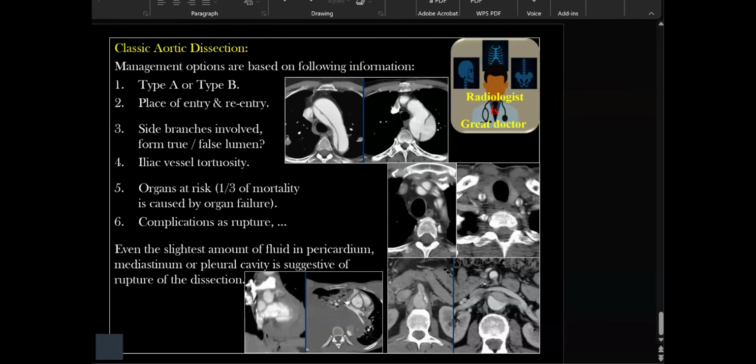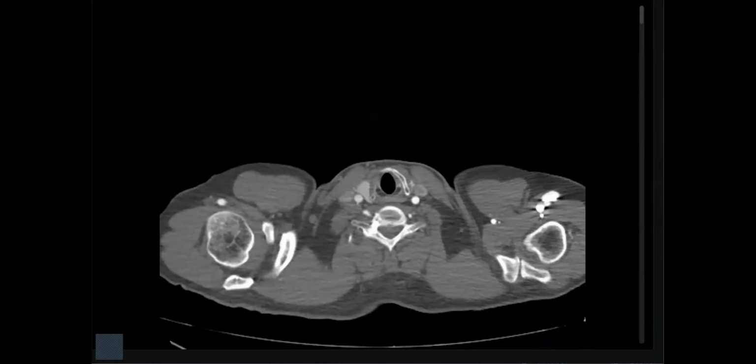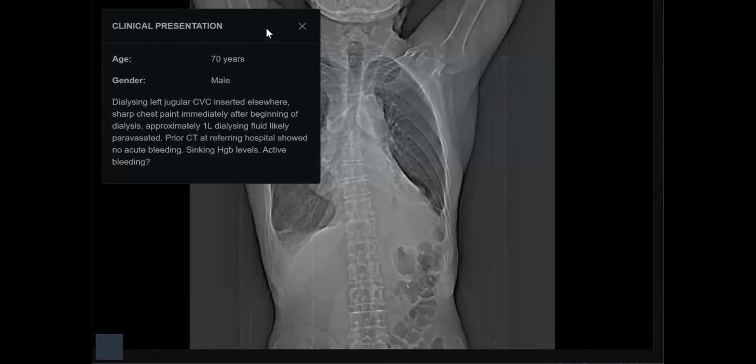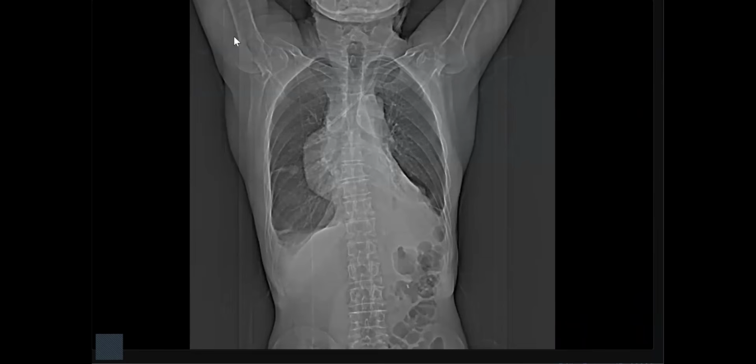Which branches arise from each lumen and how to differentiate? This is a question from the examiner, most likely. Iliac tortuosity, if present, may affect the route of management, so it should be mentioned. The last cuts: any organ at risk or complications, like renal, it's common, renal infarctions and hemorrhage, mediastinal hematoma, pleural, pericardial, and so on. Okay, well done, my friend. Now to the next candidate.